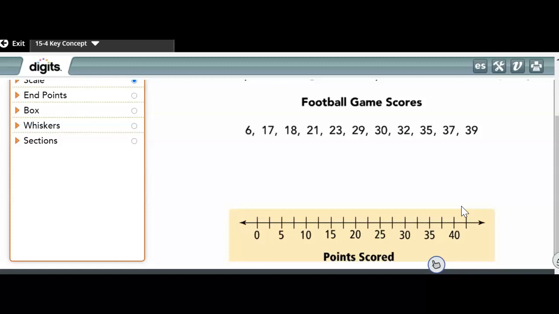Now, with this scale, we can identify our different points. Let's first find the minimum and maximum scores. The minimum would be 6, the maximum would be 39. The minimum score is 6 points, so make a dot above 6. And the maximum score is 39 points, so make another dot above 39.